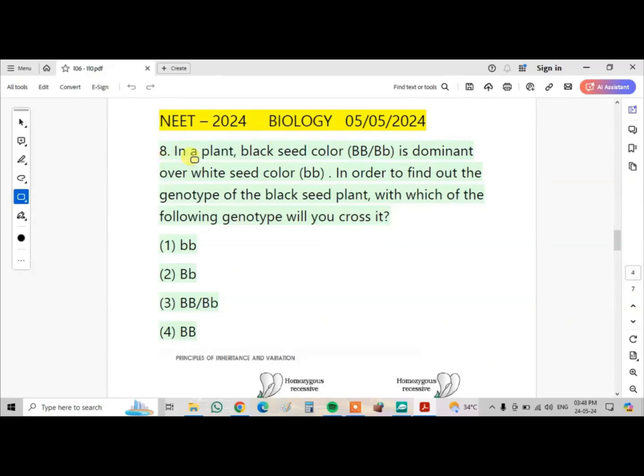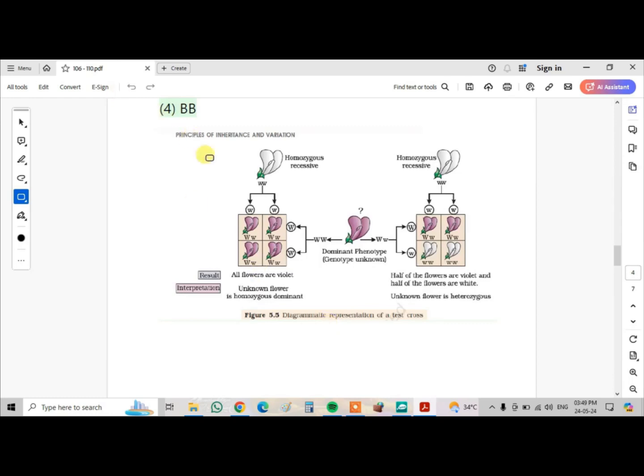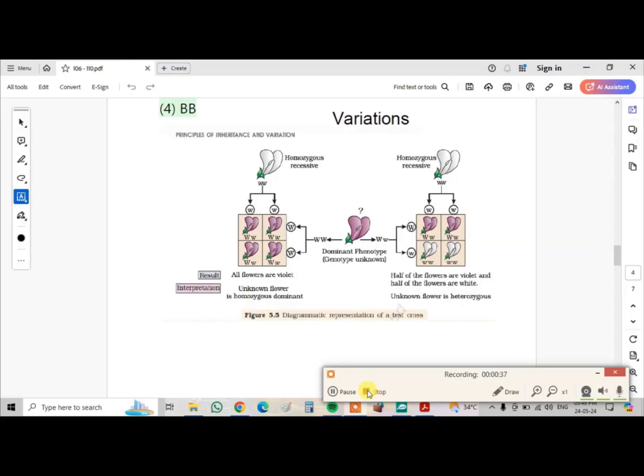Biology NEET 2024. In a plant, black seed color of homozygous dominant and heterozygous is dominant over a white seed color of homozygous recessive. In order to find out the genotype of the black seed color plant, with which of the following genotypes will you cross it? Option 1, homozygous recessive. This whole process is known as test cross, and you can see the diagrammatic representation. To know the dominant genotype, we should cross it with a homozygous recessive one, and we will get option 1 as an answer, and this is from the chapter called Principles of Inheritance and Variation.